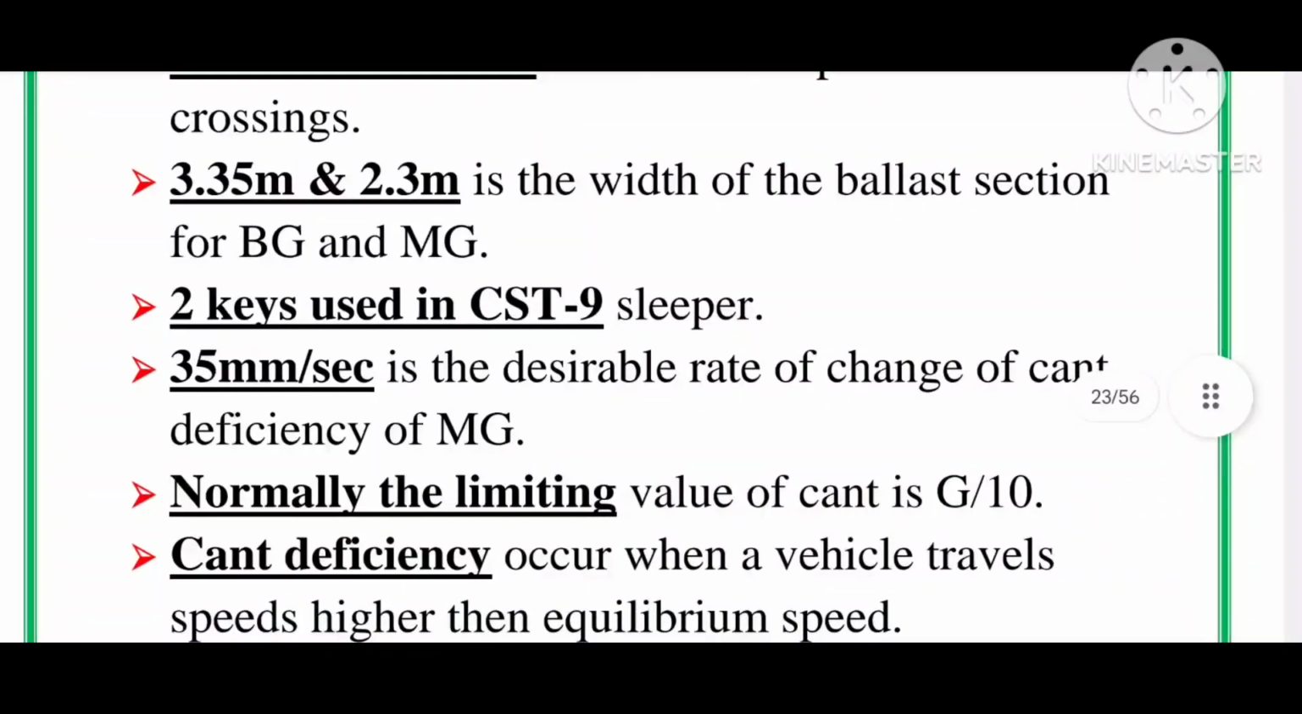Two keys are used in CST9 sleepers. 35 mm per second is the desirable rate of change of cant deficiency for meter gauge.